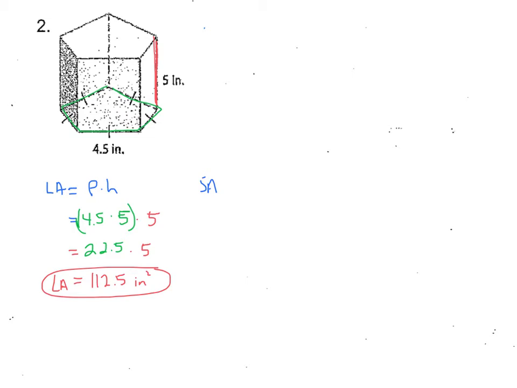Total surface area. I want 2 times my base area, and then I'm going to add my lateral area to that. Good news, the lateral area is done. So I know that this number over here is going to be 112.5. I've got 2 times something here, and I've got to figure out what this base area is.